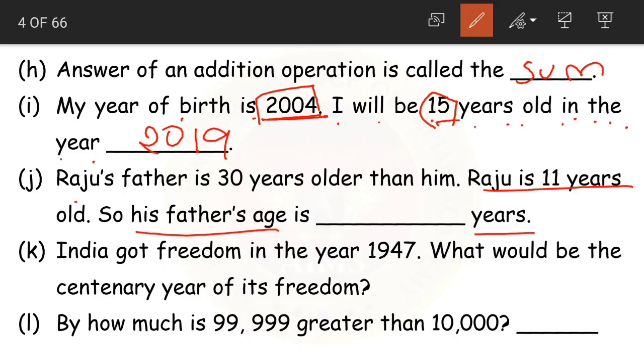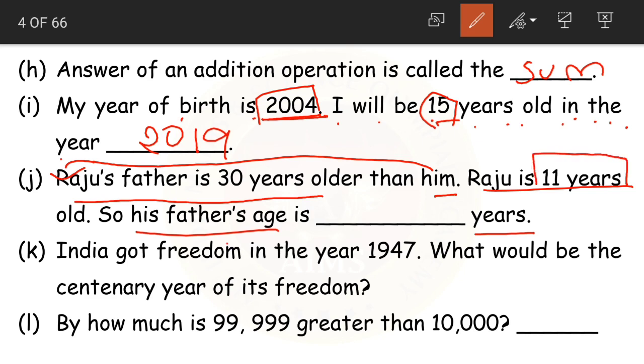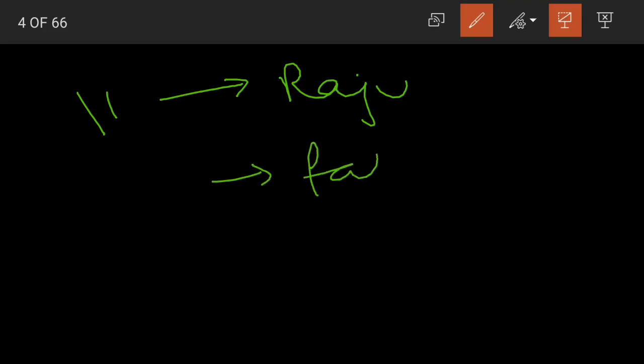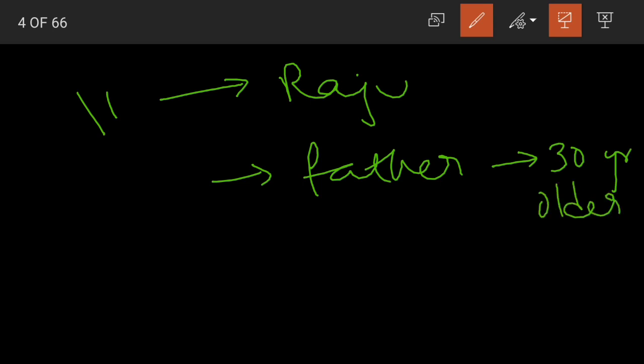Yes, children, we are given 2 points here. What is the first point? Raju's father is 30 years older than him. Older than whom? Older than Raju. Yes, our fathers are older than us, right? They are big. Now, Raju is currently 11 years old. Now, his father's age will become what? See, Raju is 11 years old. What about his father? His father is 30 years older than him. Whatever is the age of Raju, from that he is 30 years older.